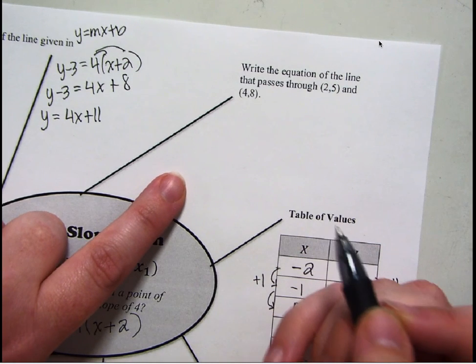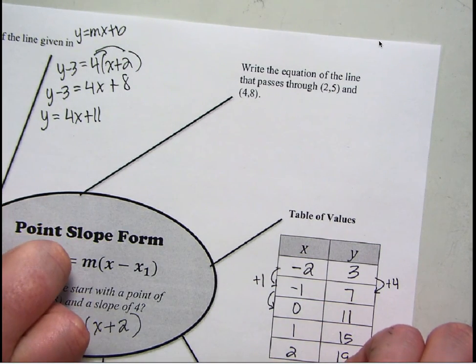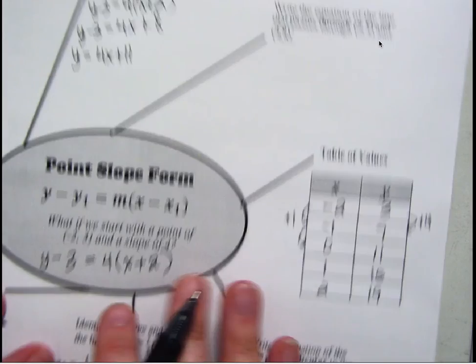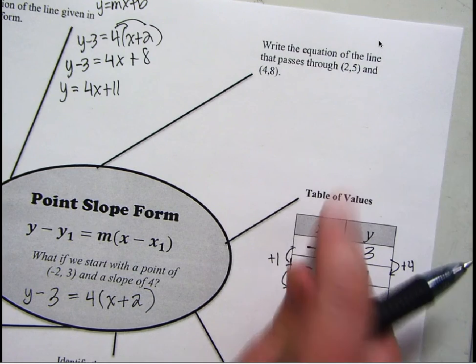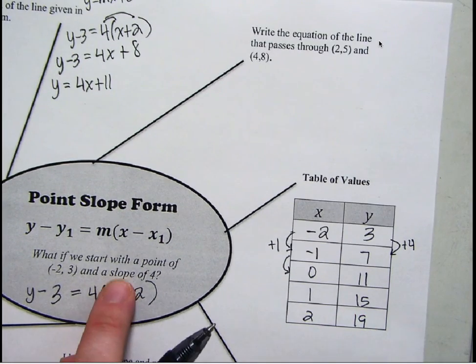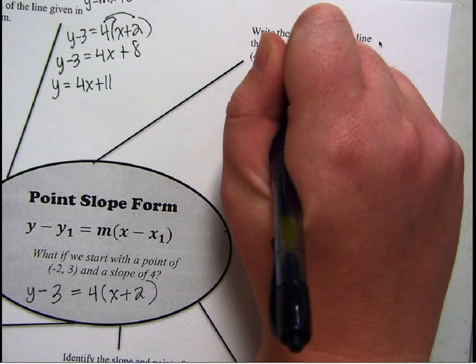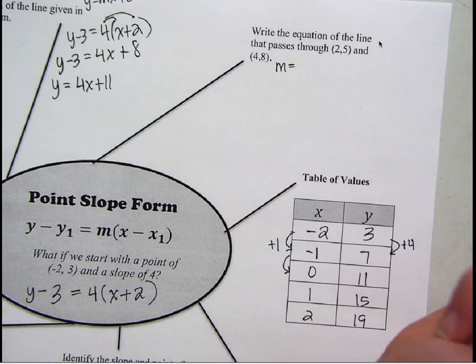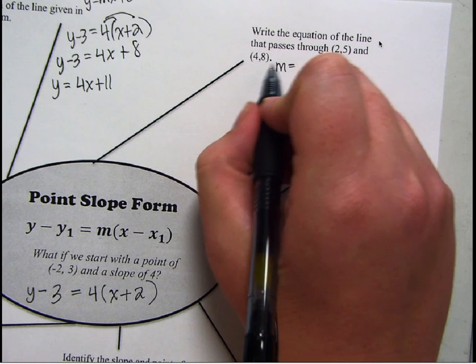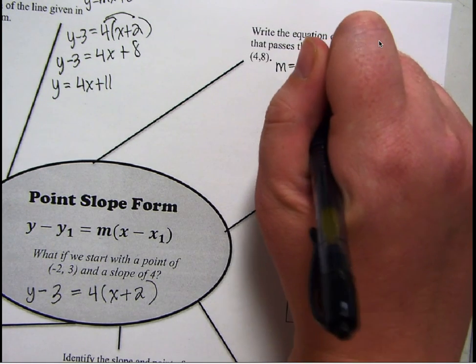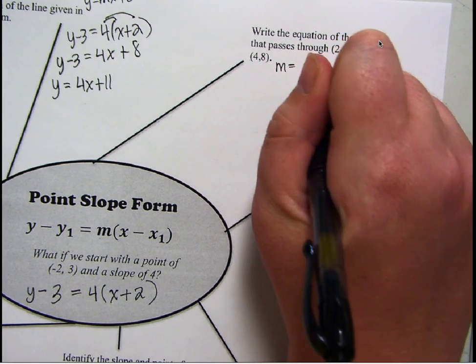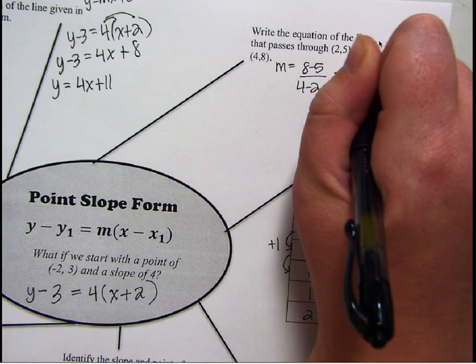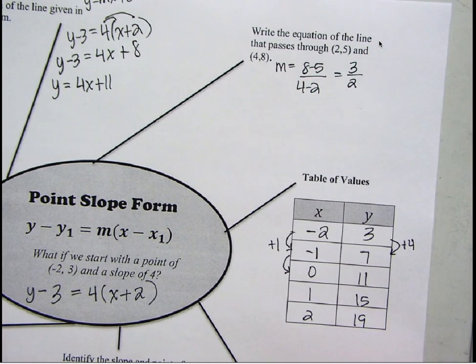Okay. Next example, write the equation of the line that passes through 2, 5 and negative 4, 8. What we need to write the equation is a point. We already have one. Actually, we already have two, and it doesn't matter which point we use. But we need to find the slope. So let's find the slope using the difference in y's divided by difference in x's. So the difference in y's is 8 minus 5 divided by the difference in the x values, negative 4 minus 2. Okay, 8 minus 5 is 3, negative 4 minus 2 is negative 6. So our slope is negative 1/2.